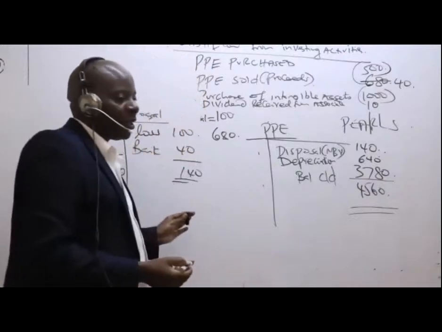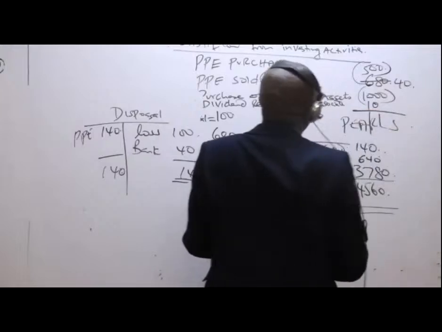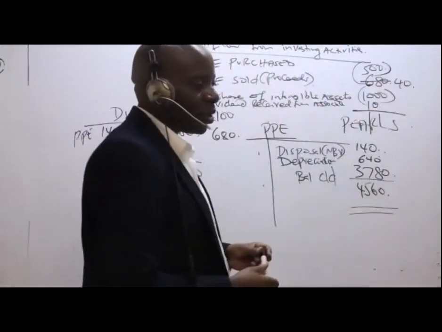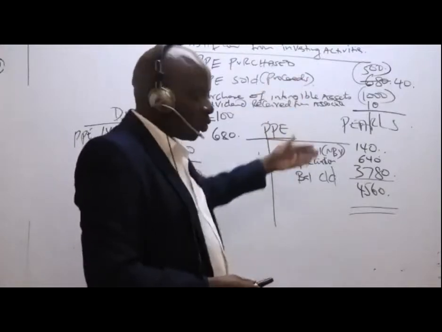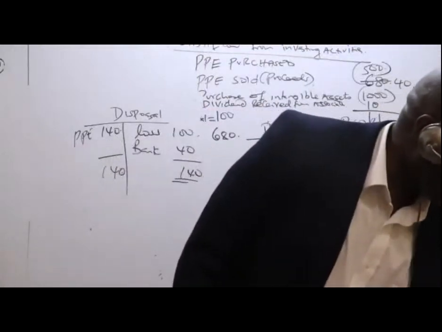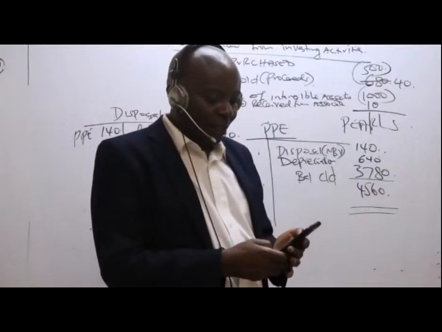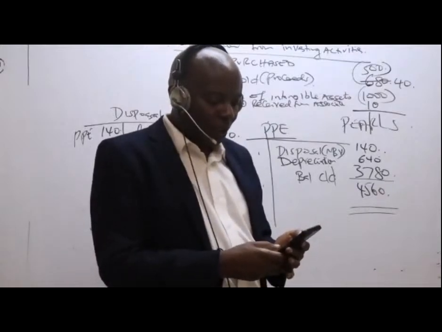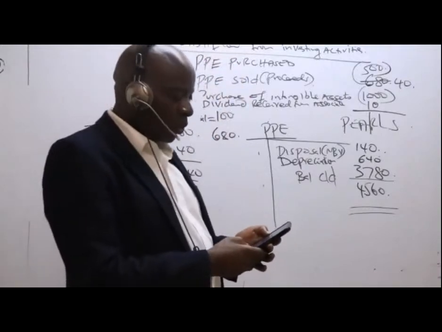And that is it. We have now exhausted everything to do with cash flow from investing activities. Now we are complete. Is there somebody who can give me the total there? Cash flow from investing activities. Some good student should be able to give me the total.